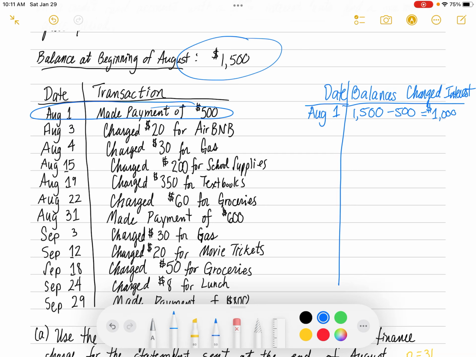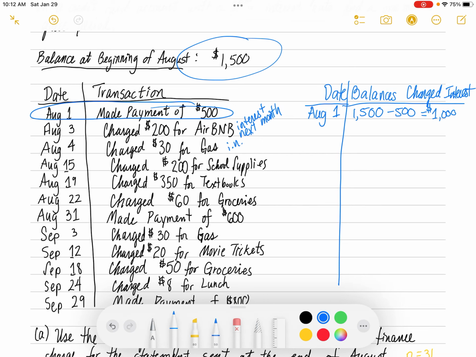Now if you look at August 3rd, that should be $200 for an Airbnb. That's a typo. So on August 3rd, you purchase an Airbnb, that's kind of like a hotel, for $200. So you pay for an Airbnb with your credit card for $200. Now this is a purchase, and purchases are not charged interest in August. They'll be charged later in September. So we're going to say interest next month. We're not going to include this in the balance that's charged interest this month. We're not going to add $200 to our balance this month because it's not charged interest this month. We charge interest next month.